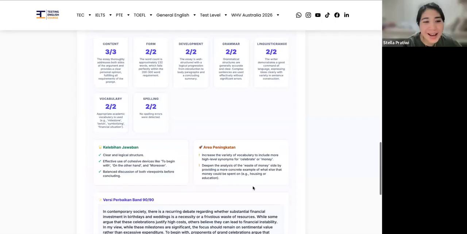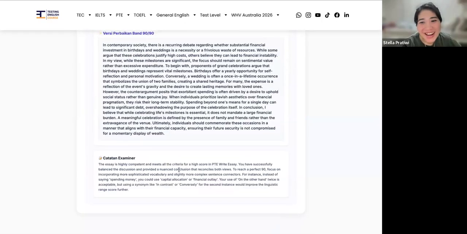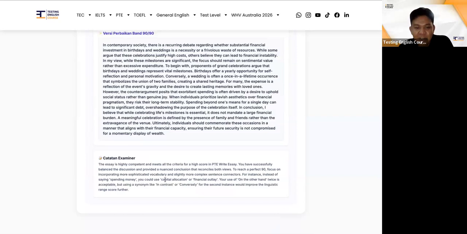Wait a minute. Focus on incorporating, for instance, instead of saying spending money, you could say capital allocation. Wow. Capital is modal, alokasi adalah alokasi modal atau financial outlay. Fancy. Terdengar fancy. You use on the other hand twice. Is acceptable but using like synonym in contrast.